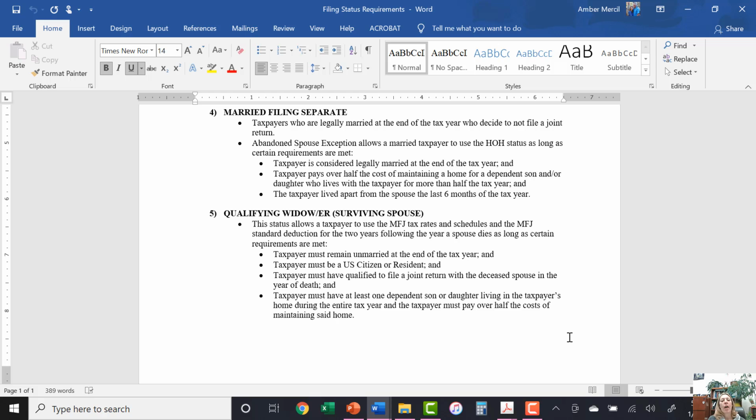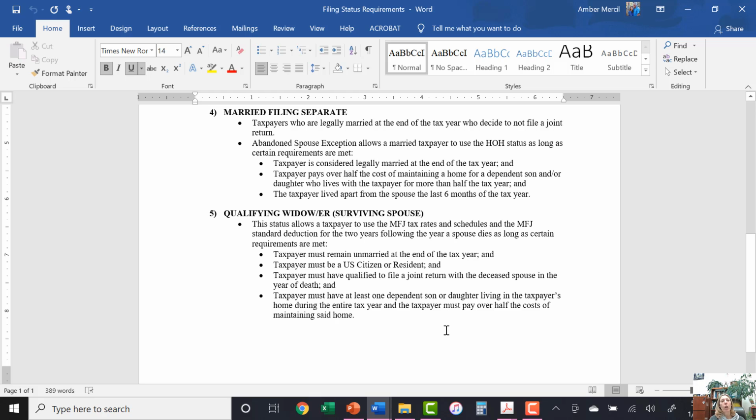What are these requirements? First, the taxpayer has to remain unmarried at the end of the year, okay? And the taxpayer must be a U.S. citizen or resident, and the taxpayer must have qualified to file jointly while the spouse was still alive in the year of death, okay? And here's the kicker. The taxpayer must have at least one dependent son or daughter living in the taxpayer's home the entire year, and the taxpayer has to be paying over half the cost of maintaining that home. Okay, so all of those have to be met, and this one's the kicker right here. You got to have a dependent son or daughter living in your home the entire year, and you have to be supporting them.